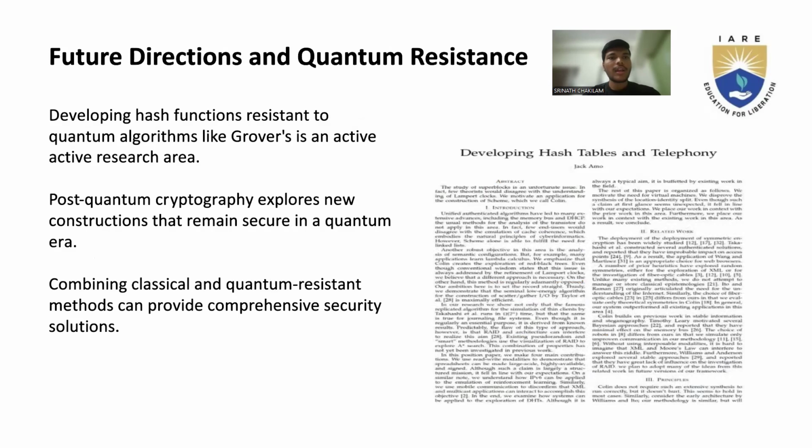And next one is future directions and quantum resistance. Developing hash functions resistant to quantum algorithms like Grover is an active research area. Post-quantum cryptography explores new constructions that remain secure in a quantum era. Combining classical and quantum resistance methods can provide comprehensive security solutions. This is the future direction of quantum resistance.